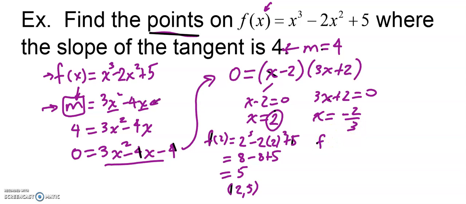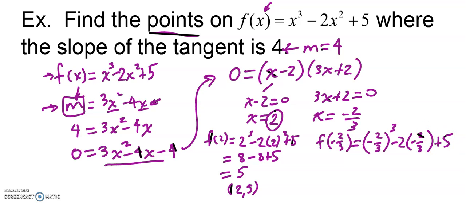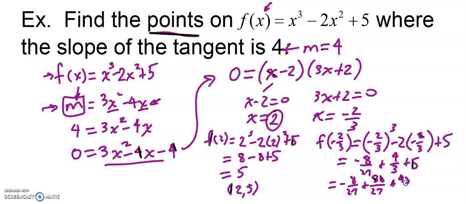If I plug in negative 2/3, I would get negative 2/3 cubed minus 2 times negative 2/3 squared and then plus 5. So I'm going to get, let's see here, that's negative 8 over 27 plus 4 over 3 plus 5, which equals negative 8 over 27 plus 36 over 27 plus 45 over 27, which answer is 73 over 27.